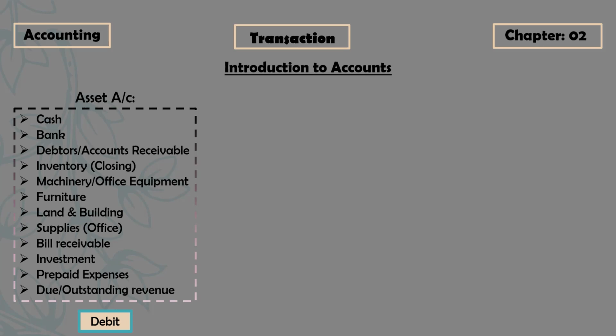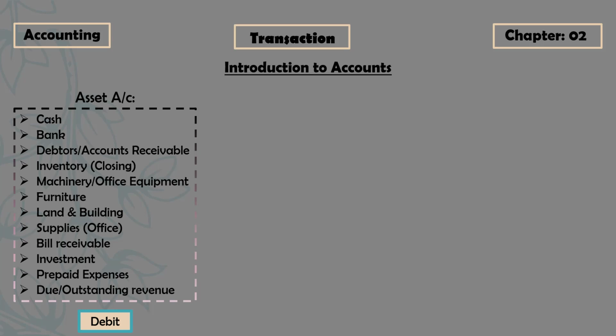This is machinery, office equipment, furniture, land and building, office supplies. Bill receivable, you should remember that all receivable is asset. So bill receivable is also asset. Accounts receivable is asset. Okay. Investment, prepaid expenses, and due or outstanding revenue. They all are examples of asset accounts, and you should also remember that asset accounts must be debited.